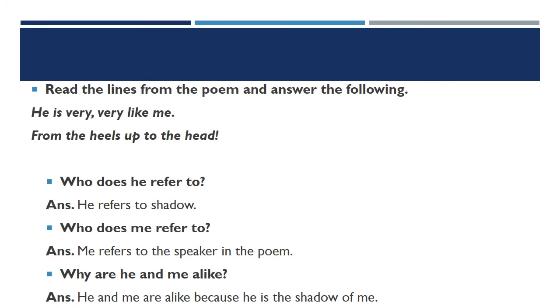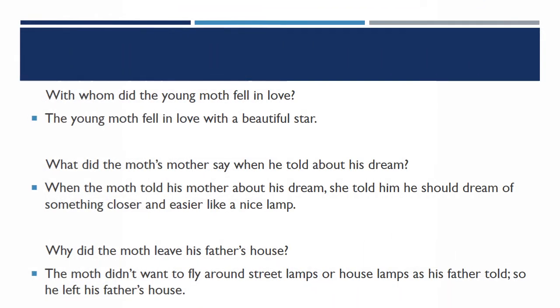Who does me refer to? Me refers to the speaker in the poem. And why are he and me alike? He and me are alike because he is the shadow of me. With whom did the young moth fall in love? The young moth fell in love with a beautiful star.